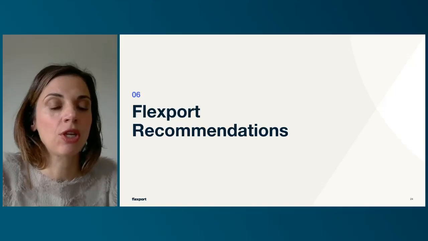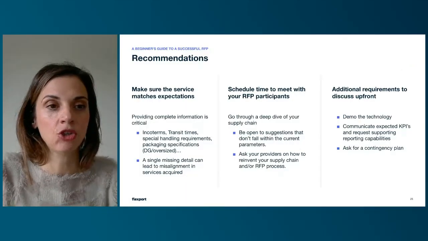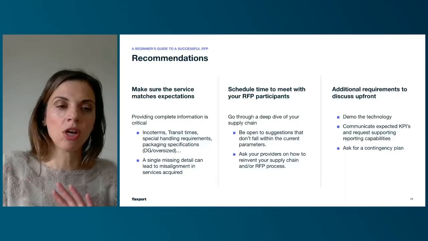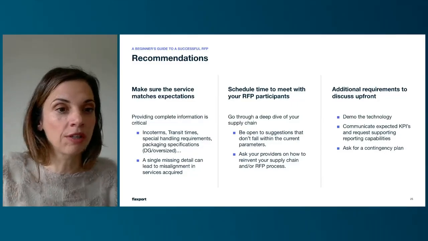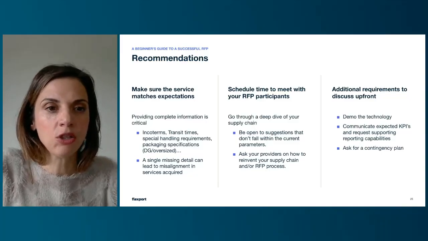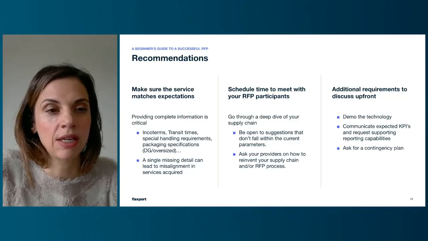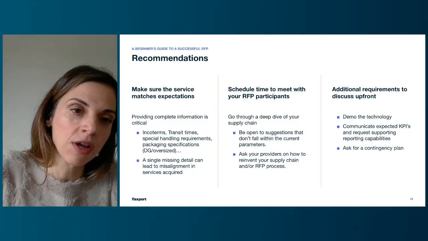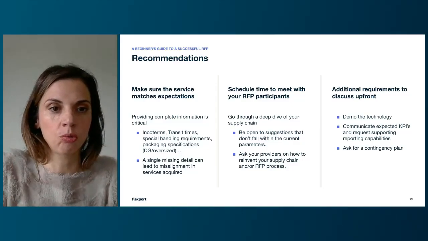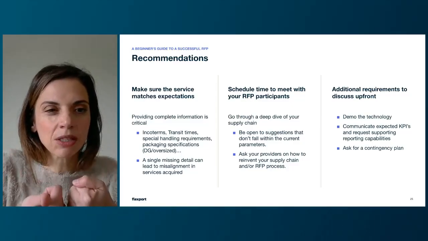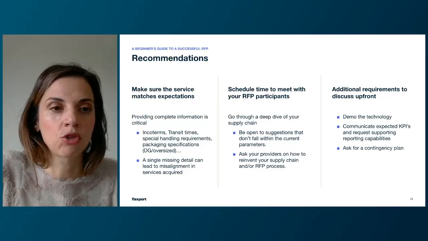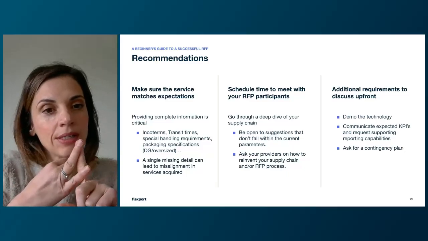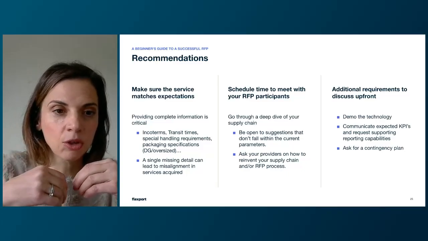All right, so I want to give you some overall Flexport recommendations across your RFP cycle, whether it's ocean, whether it's air, or even if it's trucking. So the first thing you want to do is to make sure that the service that you want to have matches the expectations that you put forward. So you want to give as much information as you can on the lanes that you have. So what are the Incoterms, what are the transit times, and get really specific with those.